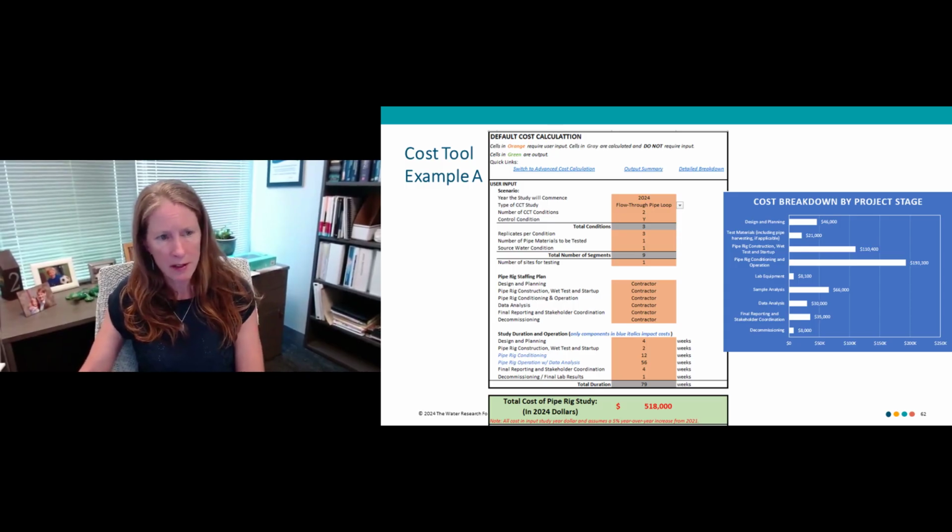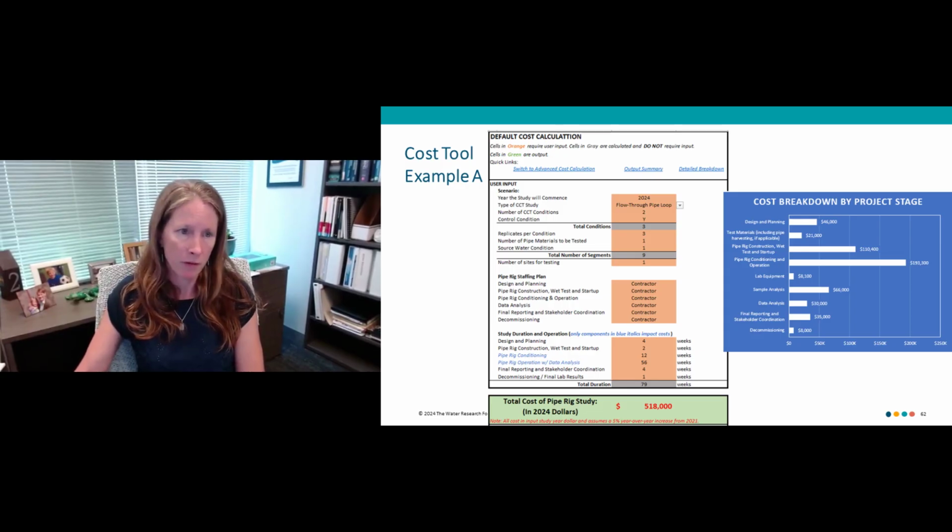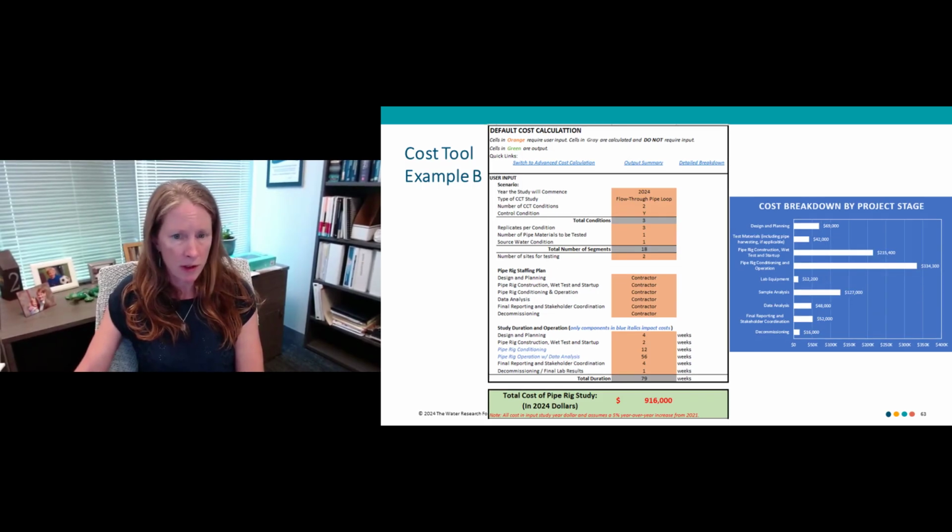So in the next slide, I'm going to show how these costs change if, for example, the utility under consideration has 2 different surface water treatment plants and they want to run a pipe rig looking at ways to optimize corrosion control treatment at each individual surface water treatment plant because they have different finished water quality. And so what I'm going to show is that the number of sites for testing, or the source water conditions, I'm going to increase to 2. So we're doing one source water condition per each site, each of 2 different surface water treatment plants.